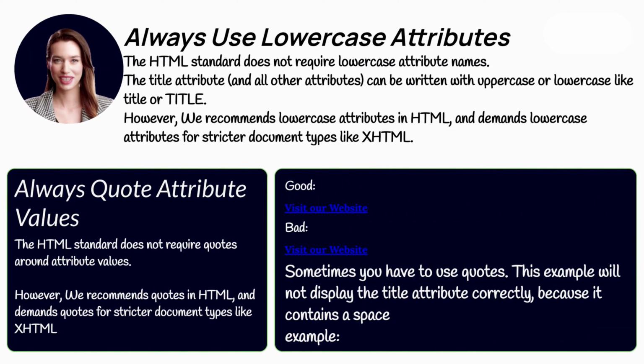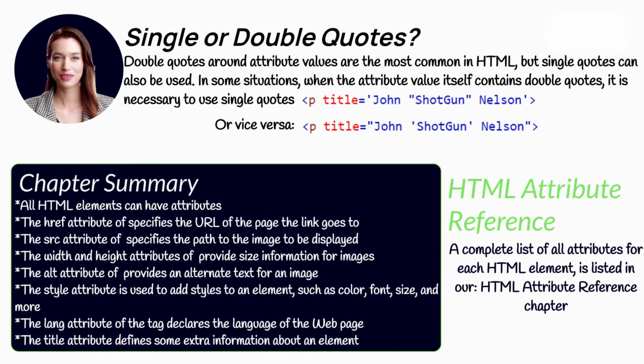Always use lowercase attributes. Always quote attribute values. Double quotes around attribute values are the most common in HTML, but single quotes can also be used. In some situations, when the attribute value itself contains double quotes, it is necessary to use single quotes, as shown in the example. Chapter Summary. All HTML elements can have attributes.